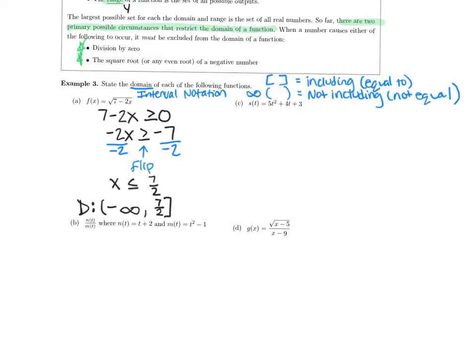Now, when we take a look at example C, I'm just going sideways. If we take a look at example C over here, yes, my pointer's a lightsaber. I figured out how to do that, very excited.